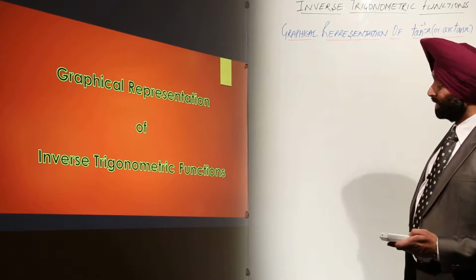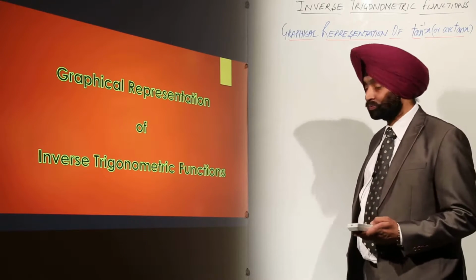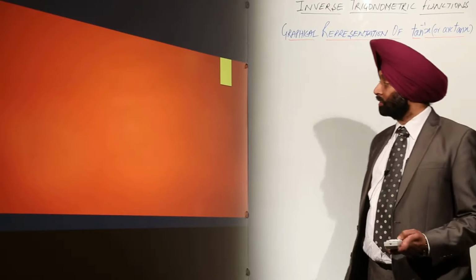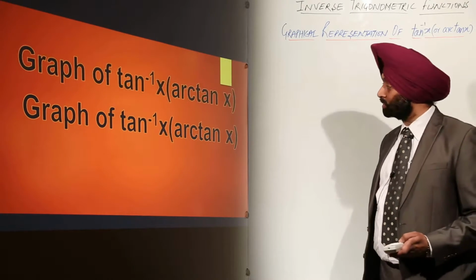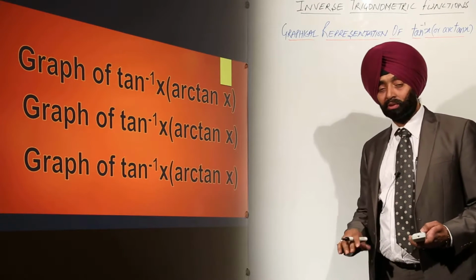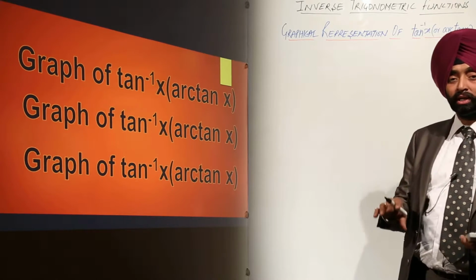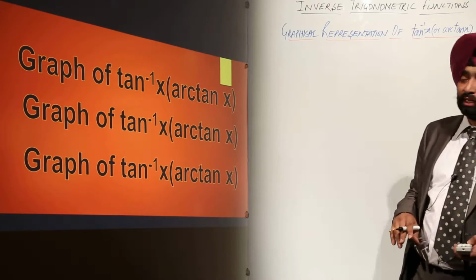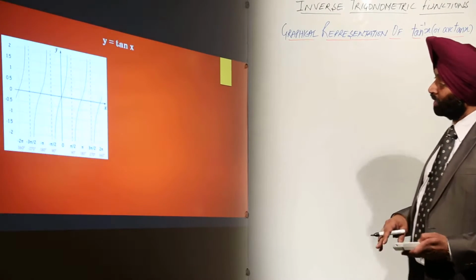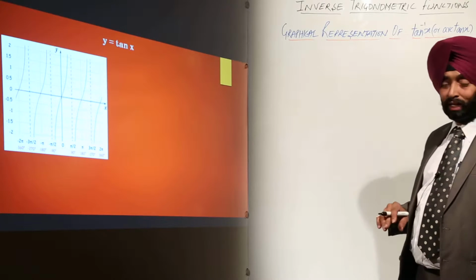Now representing the next inverse function graphically is tan inverse x. Now for the tan inverse x, what are we going to do? First of all, we are going to draw a graph for the basic graphical part, that is for tan x. Okay. So now we have a graph for the tan x.